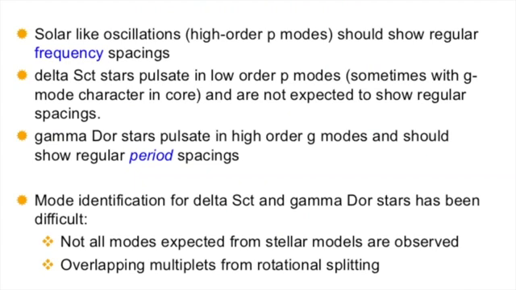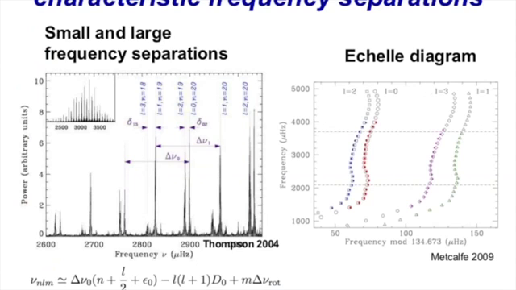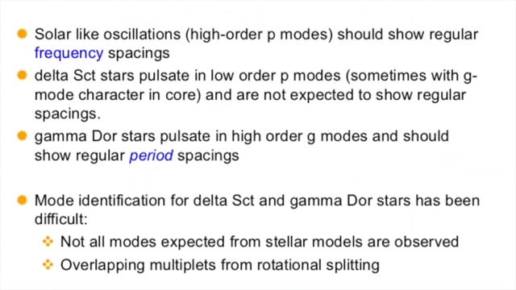There are a lot of expected and unexpected patterns in the frequency spectrum of these stars. Solar-like oscillations are expected to show very regular frequency spacings. Delta Scuti stars aren't, because they're pulsating in low-order modes and have a mixed P and G mode character. And Gamma Doradus stars are expected to have regular period spacings on the G modes. But we have a hard time seeing those patterns and identifying modes for these stars, because not all the modes that are expected from stellar models are observed.